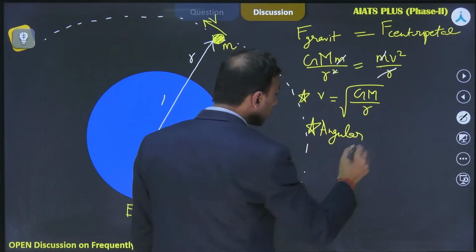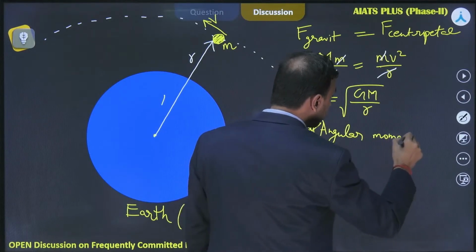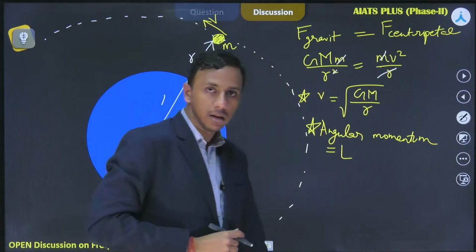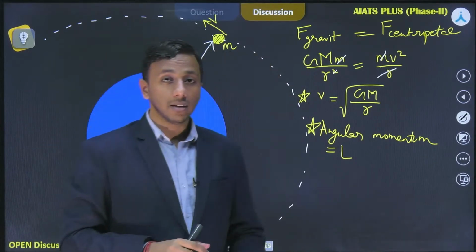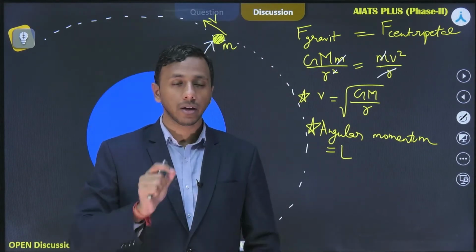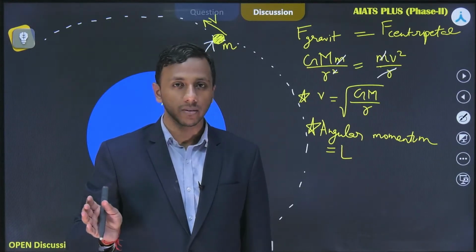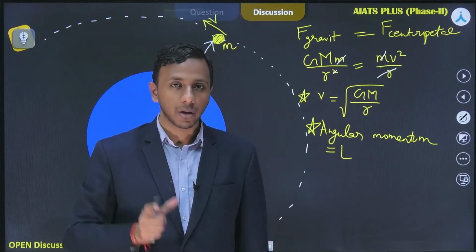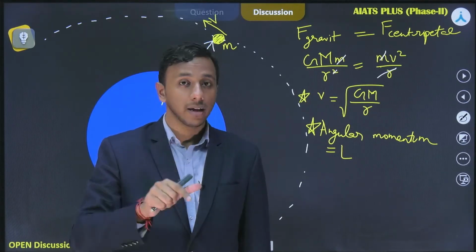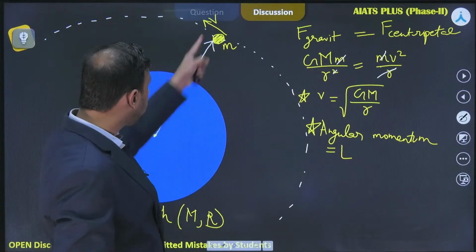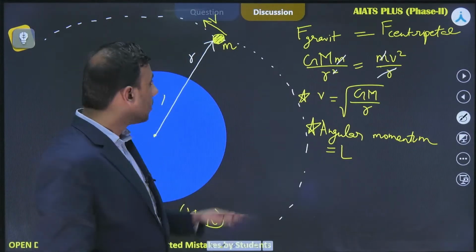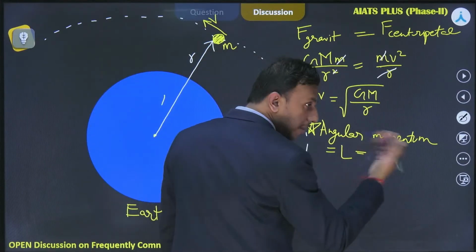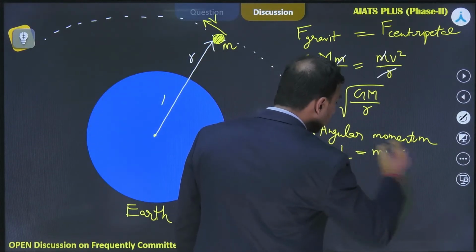Angular momentum would be equal to L. Also I had said that in an elliptical orbit, you cannot say L is equal to mvr always. You would write L is equal to mv r perpendicular, because v and r are not perpendicular in an ellipse. But here, v and r are always perpendicular, and r is obviously the radius I'm talking about. So directly you can write the magnitude of L is mvr.